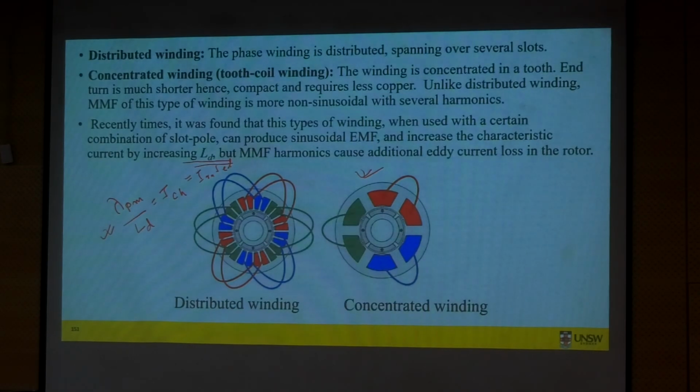But because you have higher MMF harmonics, you may end up having larger eddy current loss, both in your rotor as well as in your magnets. Okay, so that's your compromise. If you are willing to compromise on magnet temperature, but you will have certain cooling for your magnet, and you do not care too much about this eddy current loss, but you want to go for SPM, this is the option.